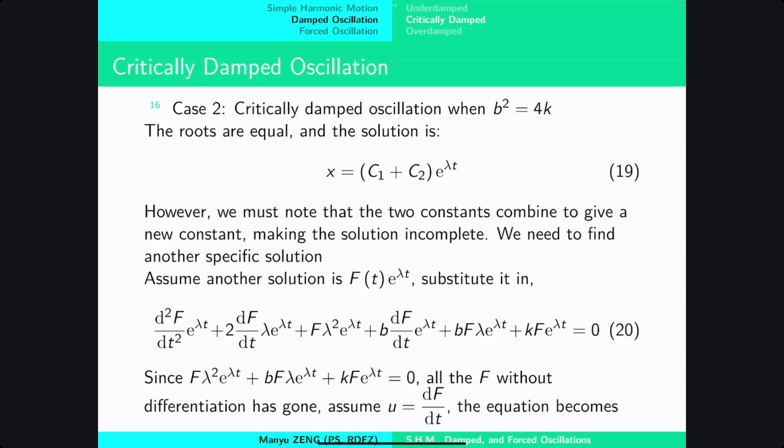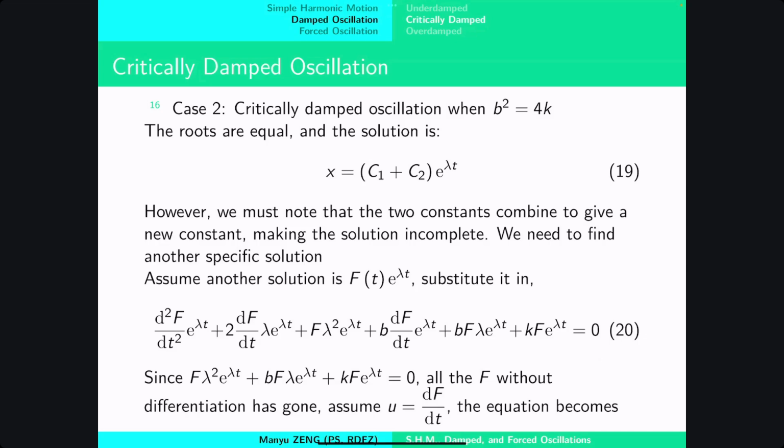This is just one solution for the ordinary differential equation, because if you cancel all the f, you will find that the first term is the second derivative of e to the power of lambda t, and the second term is b times the first derivative of e to the power of lambda t, and the third term is k times e to the power of lambda t. And what is e to the lambda t? It is the solution. So we're just substituting the solution into the ordinary differential equation. So it must equal to 0, right? F times this thing also equals 0. So all the f without differentiation has gone. So the third term, the fifth term, and the sixth term are all gone.